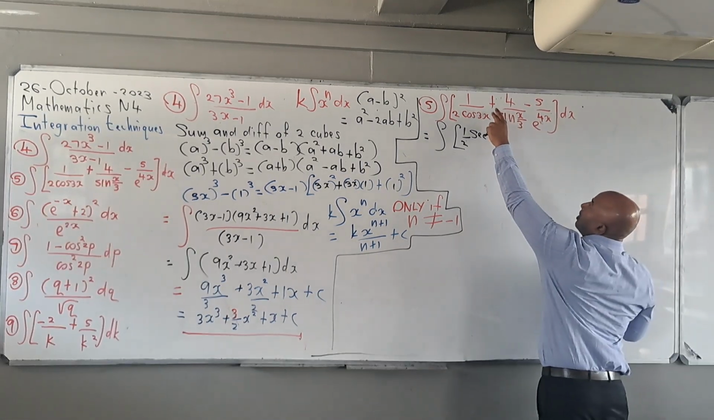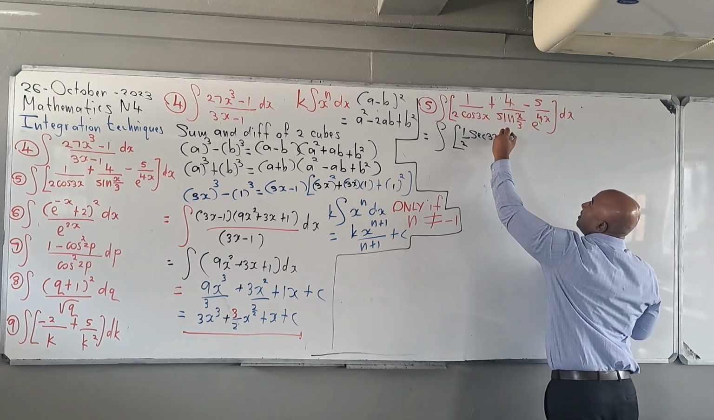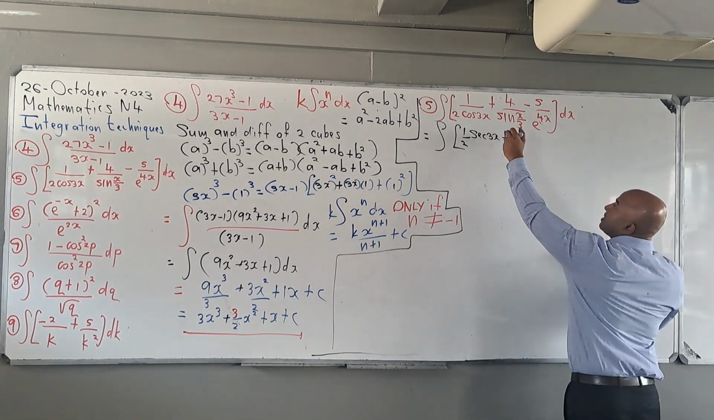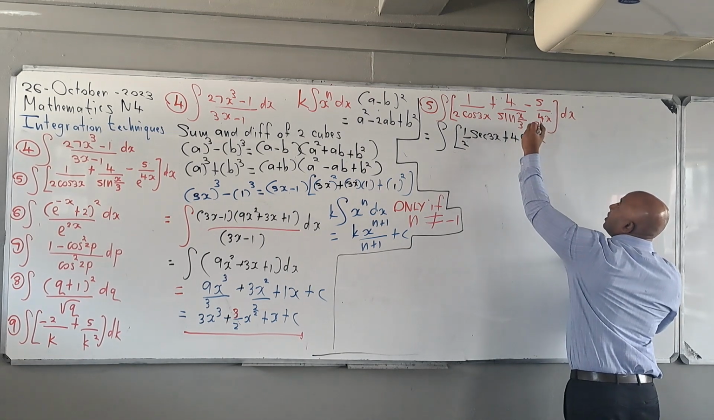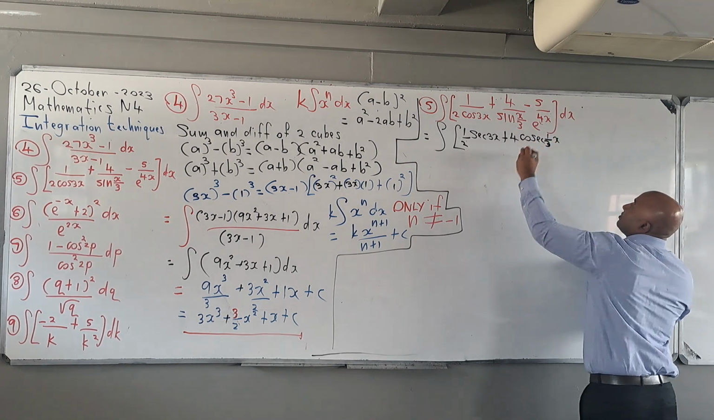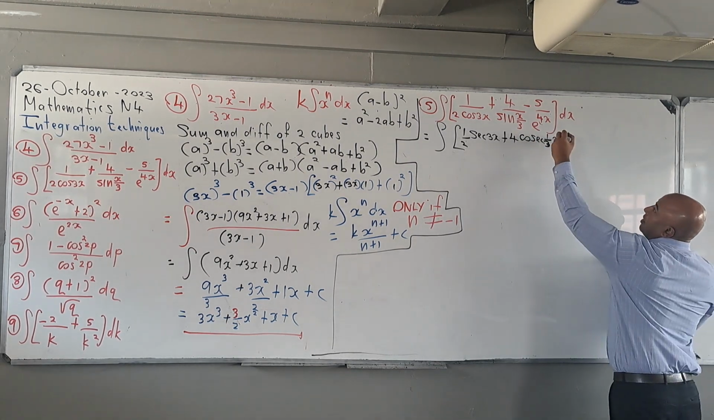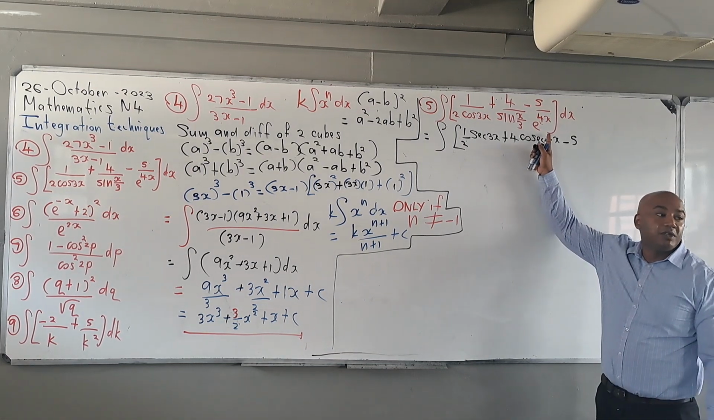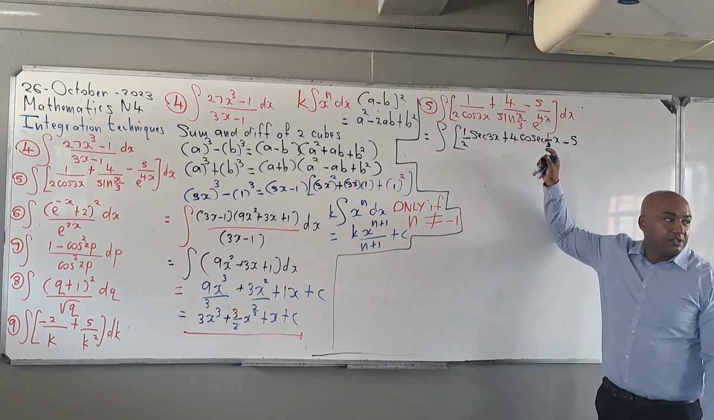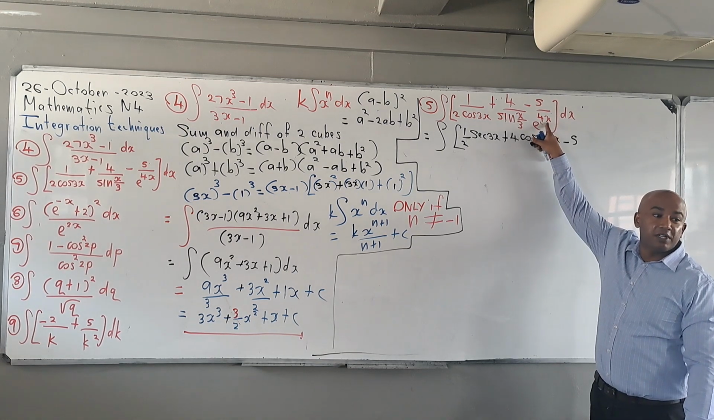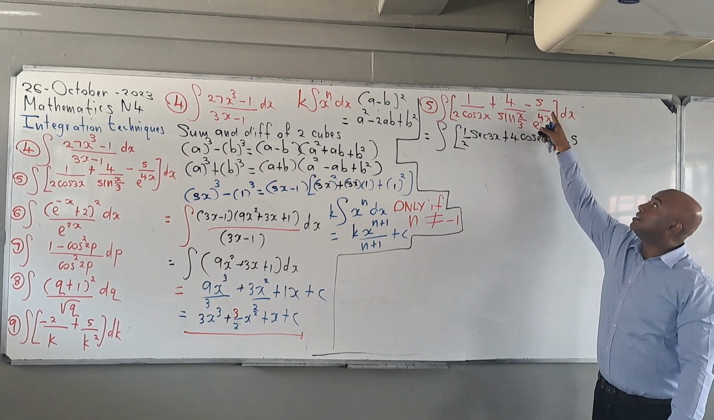Here, I've got plus 4, 1 over sine. You have to remember all these reciprocal identities. 1 over sine will equal cosec of 1 over 3x. Okay, minus 5. Now here, this is dealing with exponent laws. So I have e here, which is the base. The exponent is 4x. So this is not in standard form.